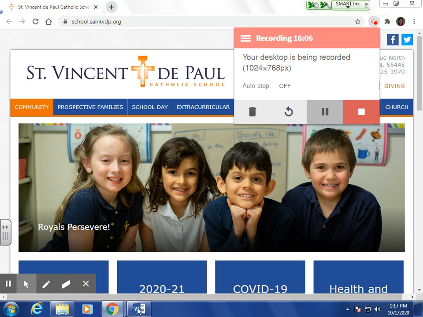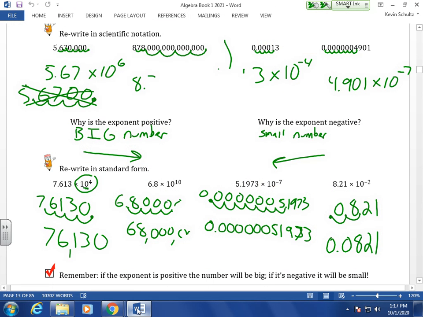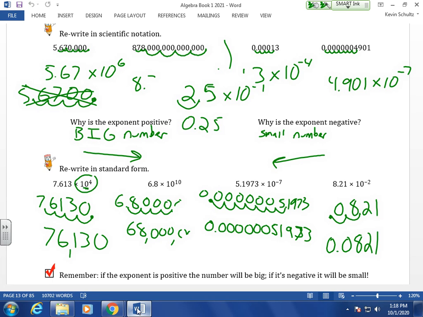So the question was asked here about something like 10 to the negative first. That would just mean that you're dividing by 10 once. So if you've got something like 2.5 times 10 to the negative first, that would just be 0.25. Divided by 10, it just gets moved over once. So, any more questions on this?